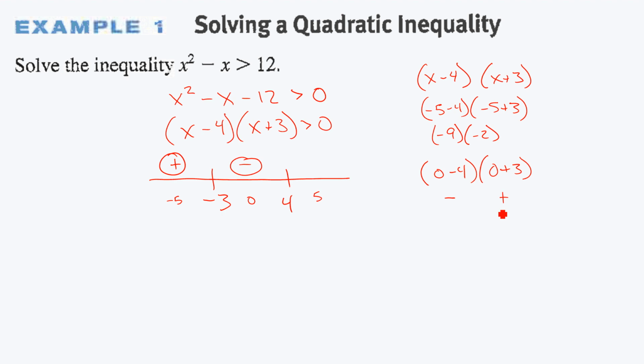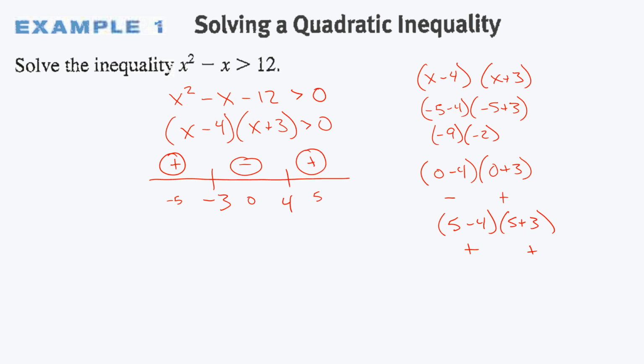Again, I don't really care what the number is as the result. I just care about the sign, positive or negative. And then lastly, let's plug in 5. So we have 5 minus 4 and 5 plus 3. 5 minus 4 is a positive, and 5 plus 3 is a positive. Positive times a positive is a positive.